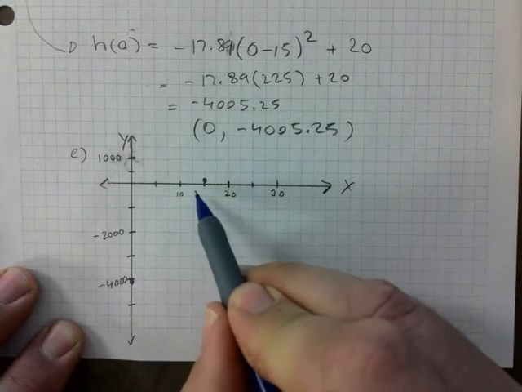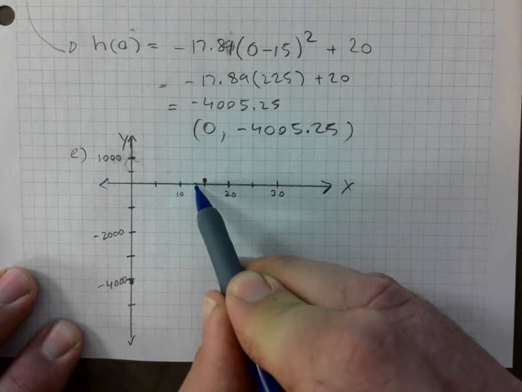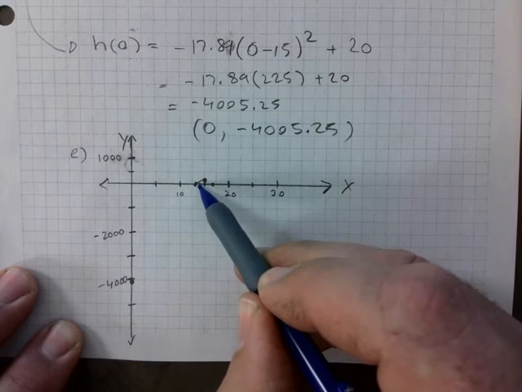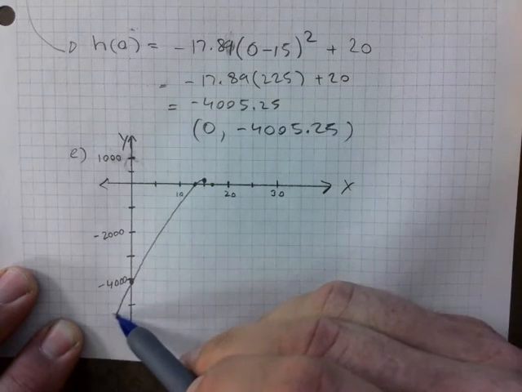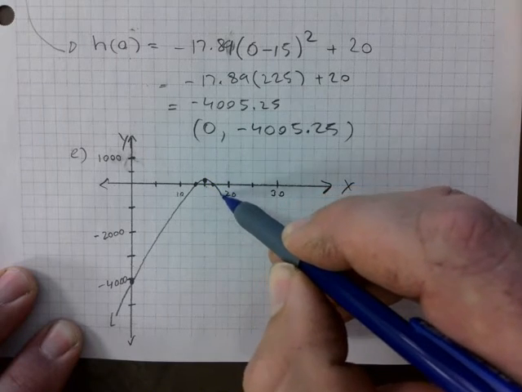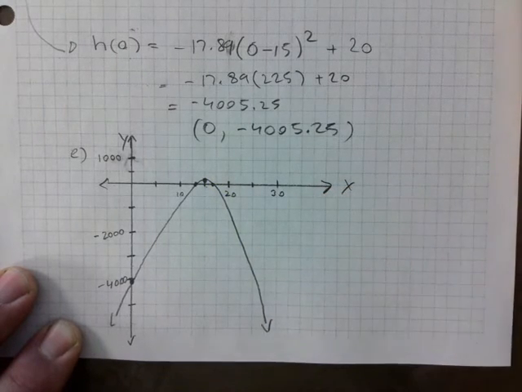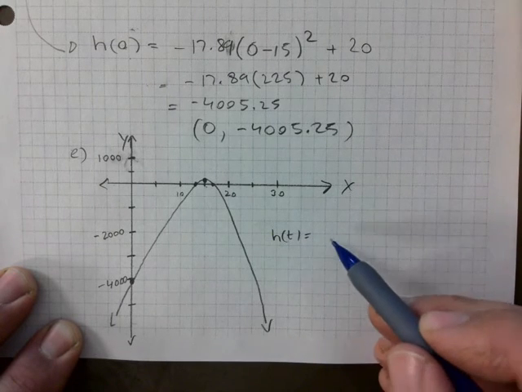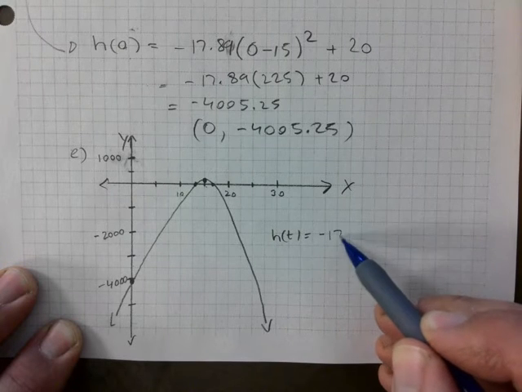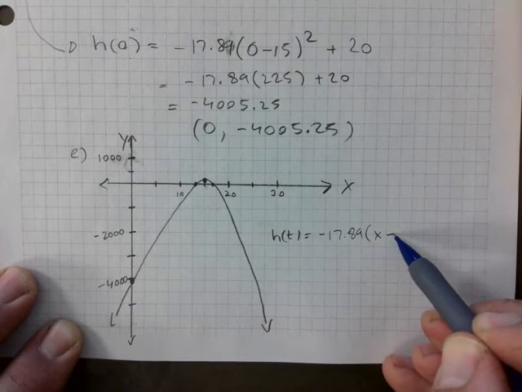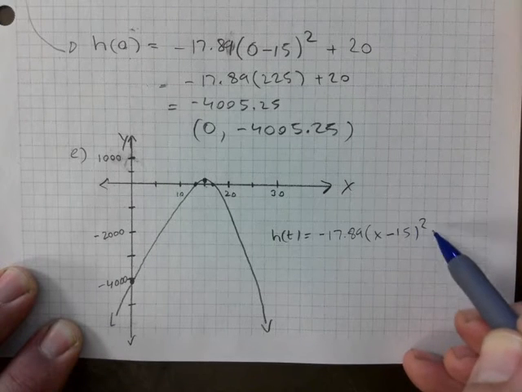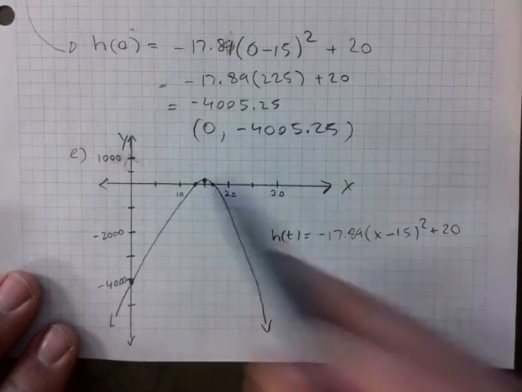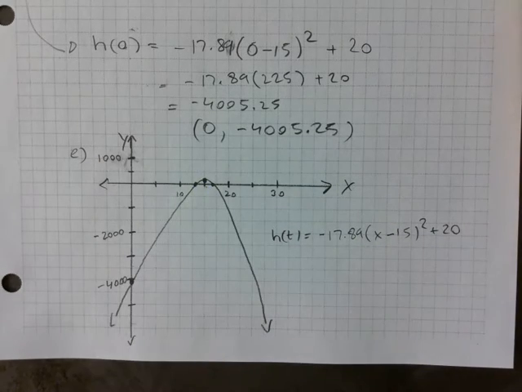And your 13.9, that would be right about there. And the other one is right about there. Okay. So then you just go ahead and graph it like that. And then you just write down your equation, remember that. And this is negative 17.89(x minus 15) squared plus 20. So you have all intercepts and the vertex, you have a scale, you have everything.